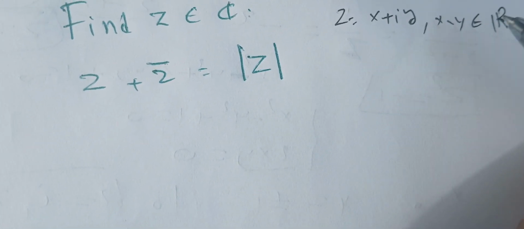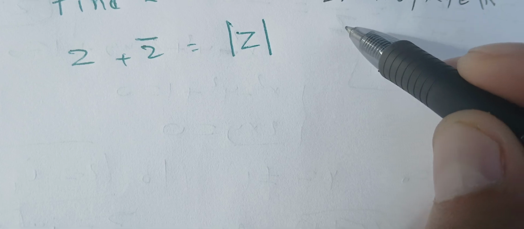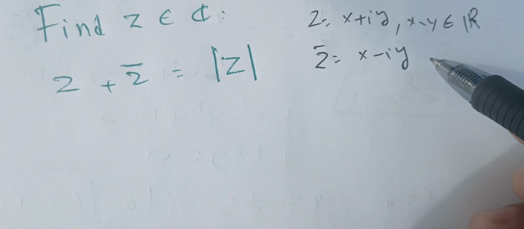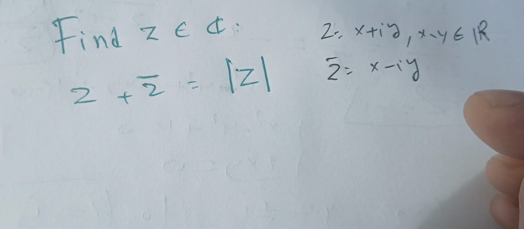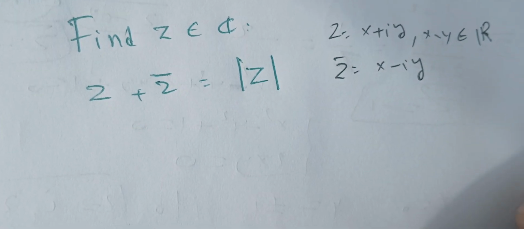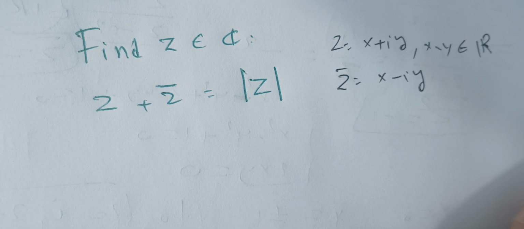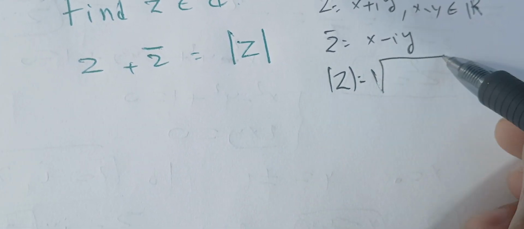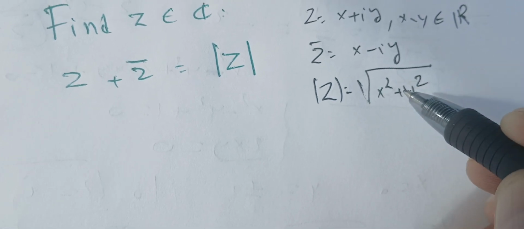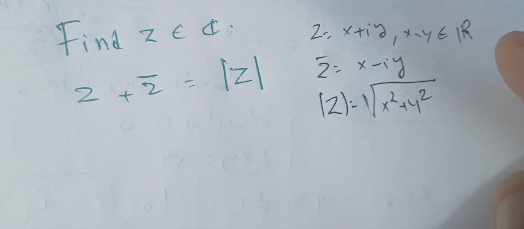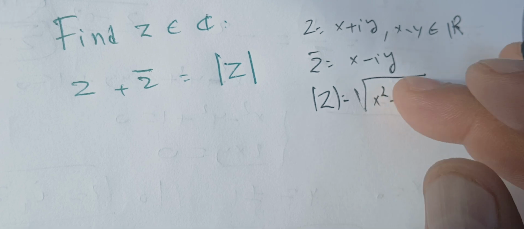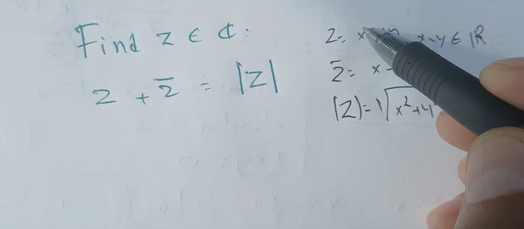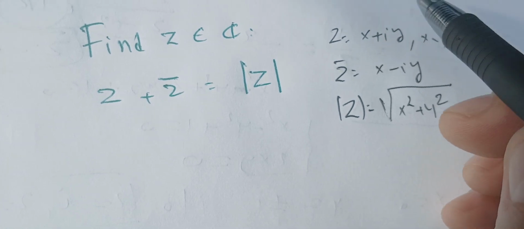So we need to have this condition here. And also z bar is x minus iy. That's the conjugate of z. It's the symmetric with respect to the real axis, or the x-axis, as you know before. And the norm of z is just the square root of x squared plus y squared, or the real part squared plus the imaginary part squared. So x is the real part and y is the imaginary part.